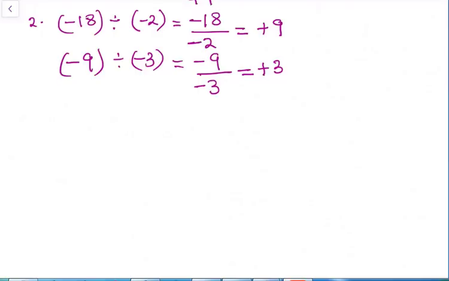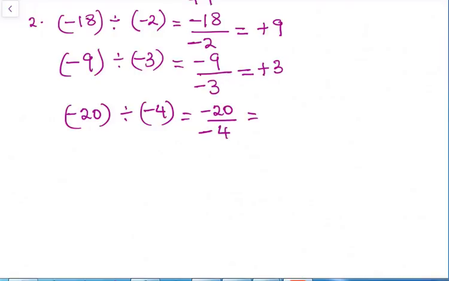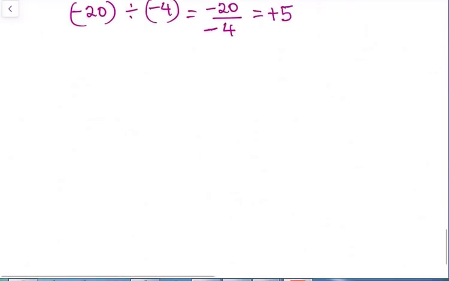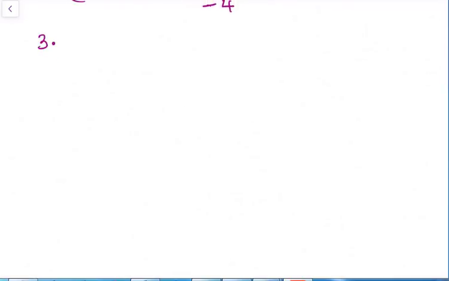So we'll go to the next one, minus 20 divided by minus 4. Again, we'll determine the numerator minus 20 and our denominator minus 4. We'll go the same route. Negative divided by negative will give us positive, and 4 will go in 20 5 times, because 5 times 4 equals 20.